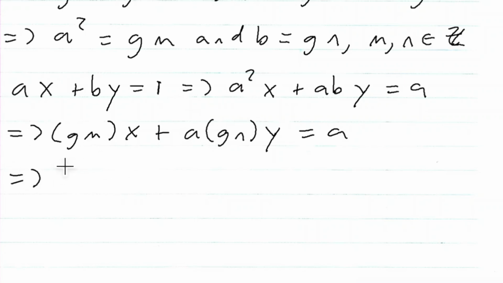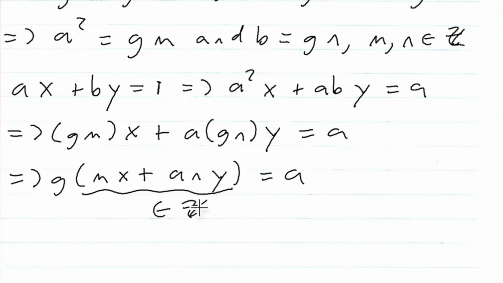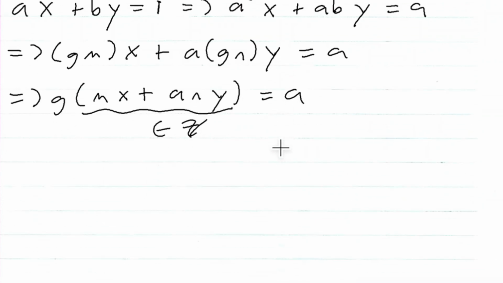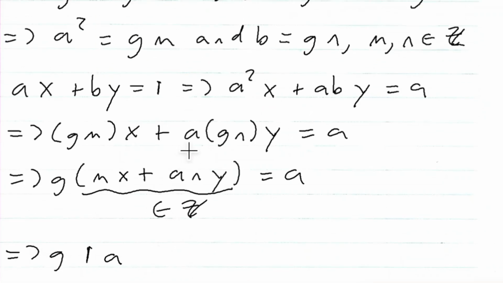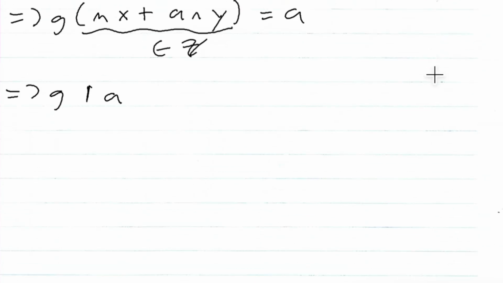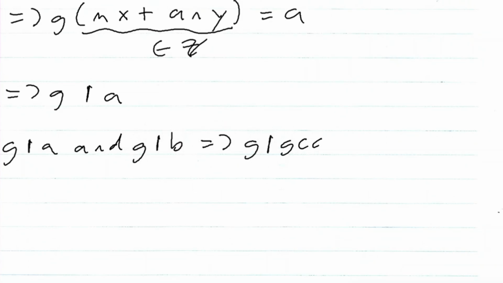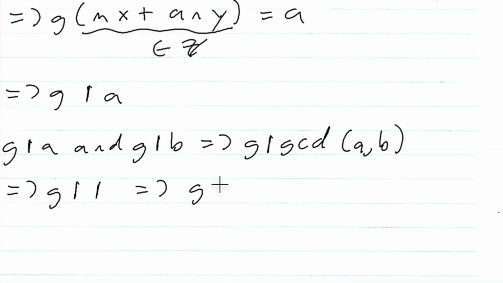I can factor out the G, right? So G times MX plus ANY is equal to A. And of course, I have G times an integer is equal to A. So this means G divides A. And I previously had that G divided B. So I have G divides A and G divides B. That implies that G divides the GCD of A and B. And from my assumption, that means G divides 1. And if G divides 1, that means G must be equal to 1.